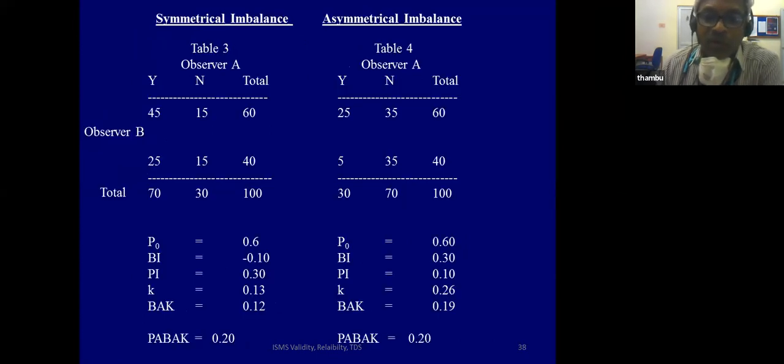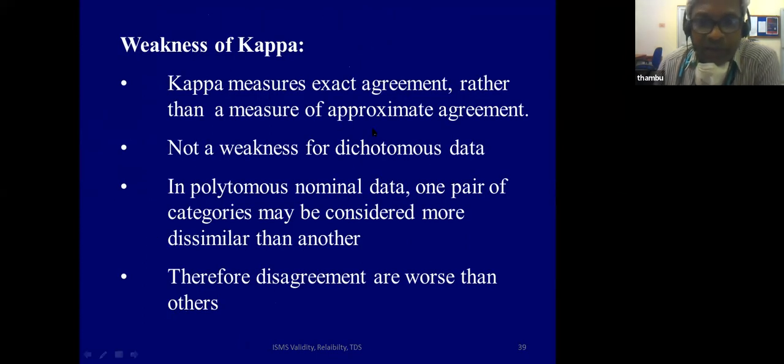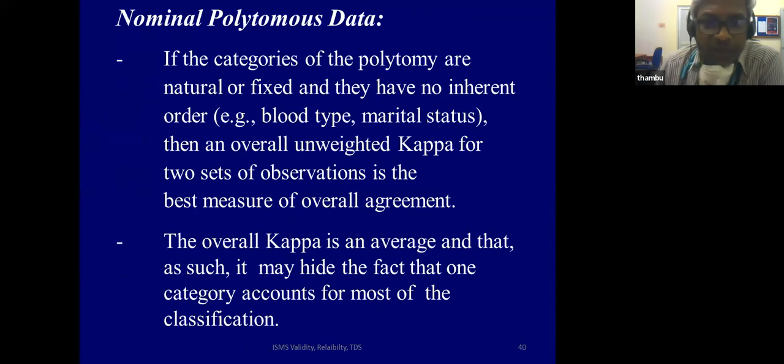So what is the weakness of kappa? Kappa measures exact agreement rather than approximate agreement. It is not a weakness for dichotomous data. In polytomous nominal data, one pair of categories may be considered more dissimilar than another. Therefore, some disagreements are worse than others. So now let's look at nominal polytomous data.